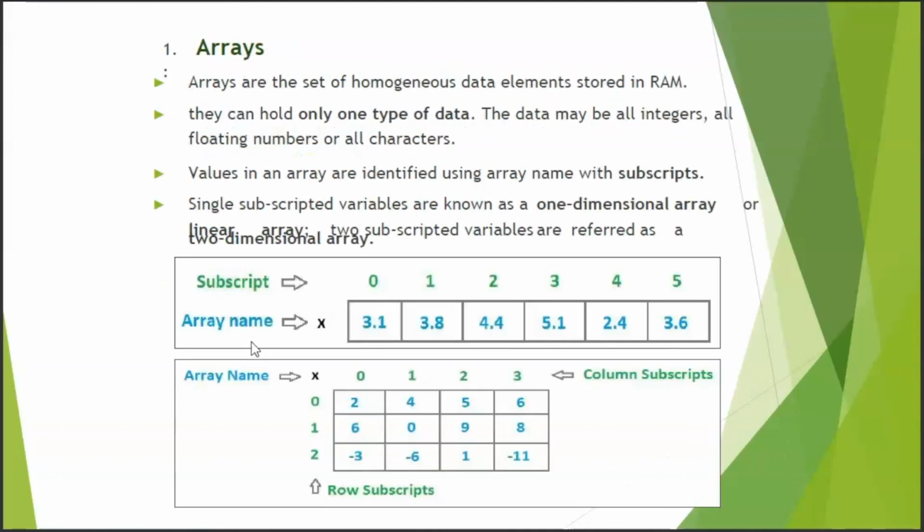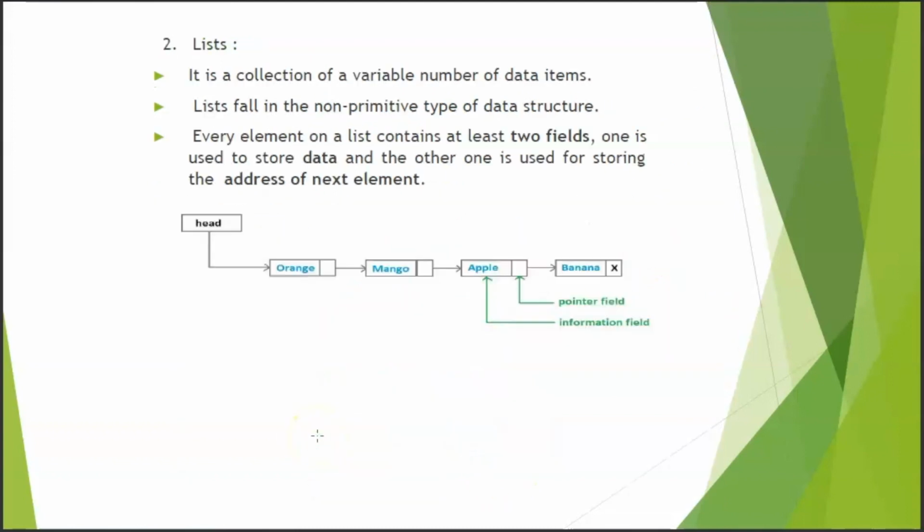And then what is meant by an array? Arrays are a set of homogeneous data elements stored in RAM. These are the subscripts and array names. These are the index values. These are the array names and array values. And then this is the list. A list can have one head. This is the orange, stored at the orange address. It's a mango. These are the pointer field and the information field.